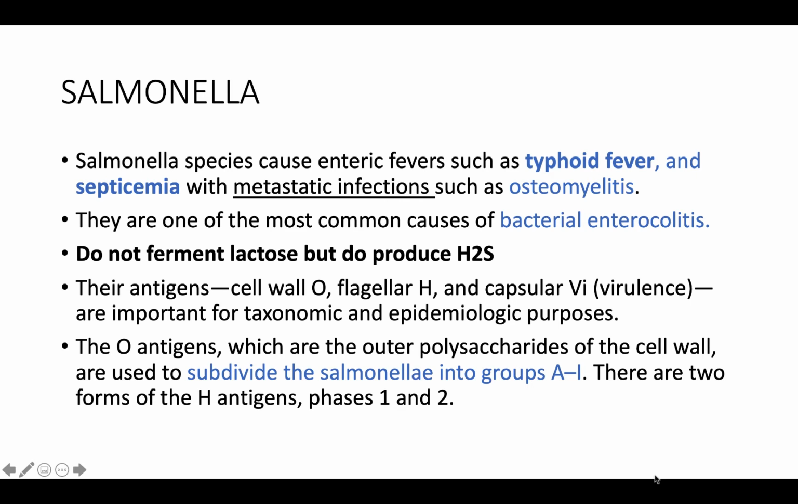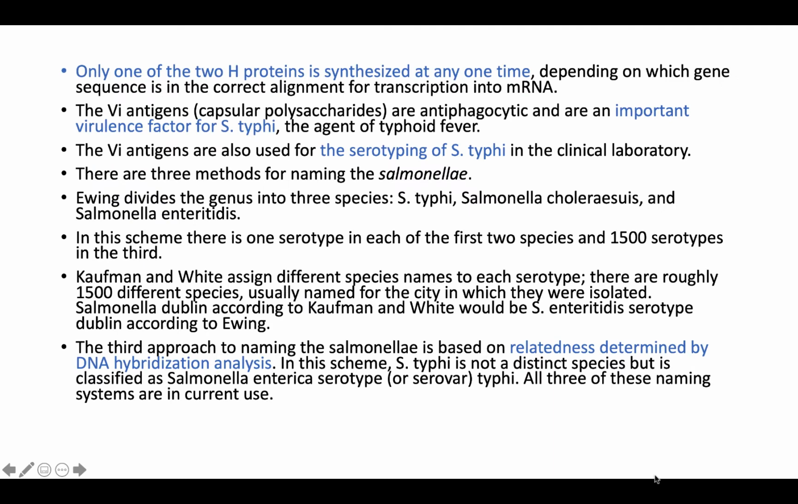هلا ال O antigen, the outer polysaccharides of the cell wall, هدول احنا بنستخدمهم to subdivide Salmonella into different groups, groups A to I, and there are two forms for the H antigens, واحد واثنين. One of the two H proteins is synthesized at any one time, so you will not have both H proteins together, depending on which gene sequence is in the alignment for the transcription of the mRNA, حكينا in the genetics.